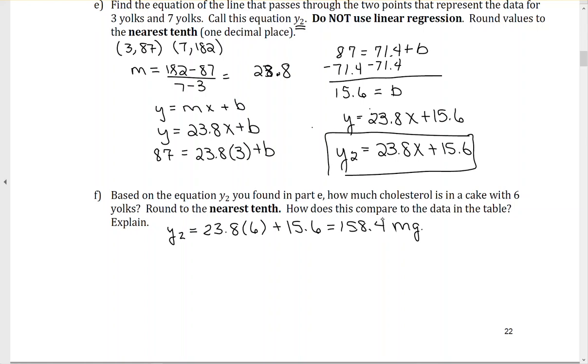So what you need to do now is go back to your chart on the previous page and see when x was 6, the point on the graph said 103. So it's looking like our equation here is overestimating the amount of milligrams of cholesterol compared to the chart. The data in the chart was 103 milligrams, ours was 158.4 milligrams. Our line overestimated the amount of cholesterol in our cake.